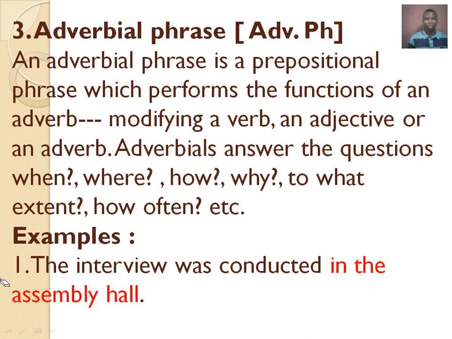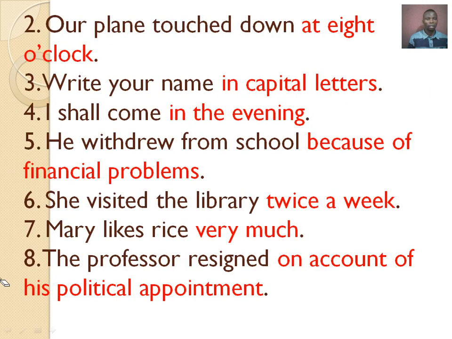So now let's see which or how many of these you got right. Tick according to the ones you have right. Number 1, in the assembly hall, that is an adverbial of place. At 8 o'clock is an adverbial of time. It answers when, while number 1 answered where. Write your name in capital letters, that is an adverbial of manner. How is the question it answers.